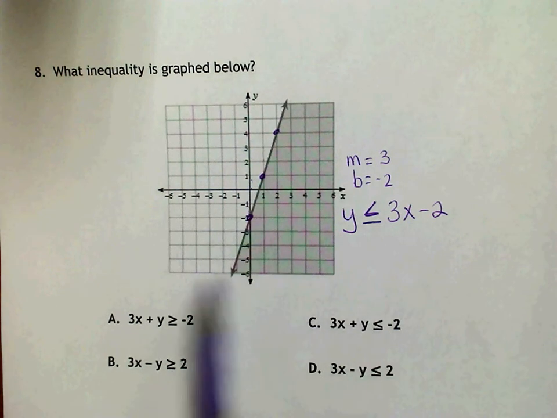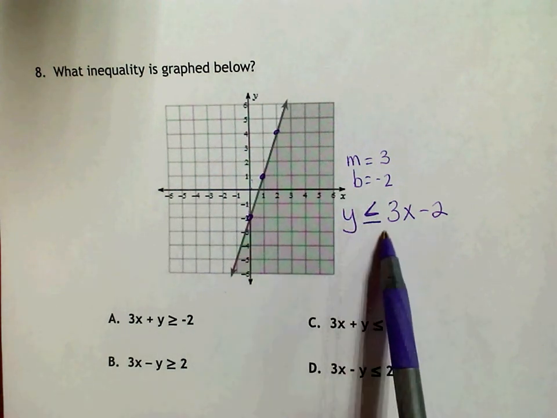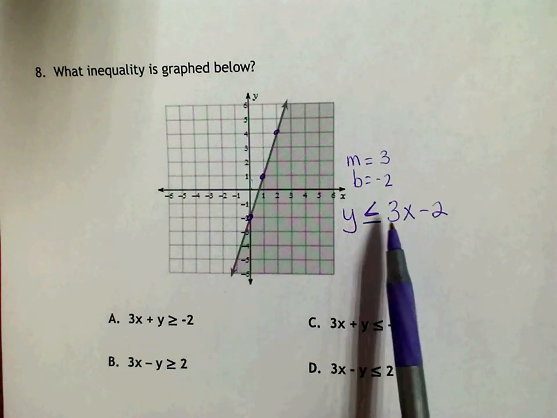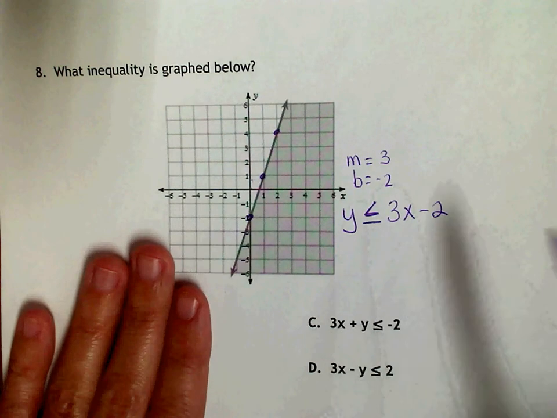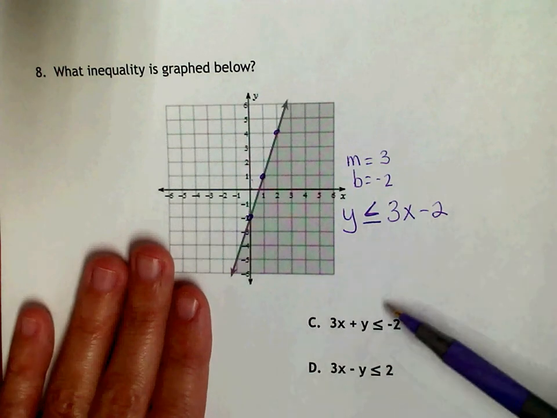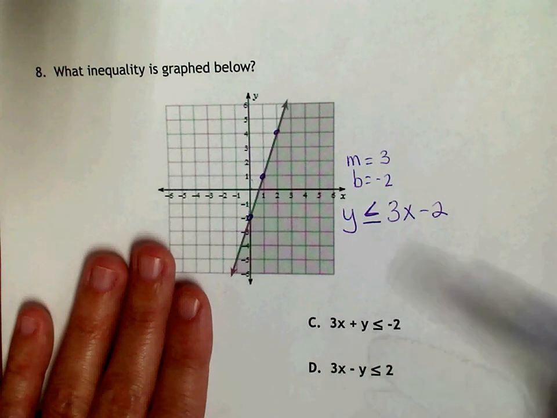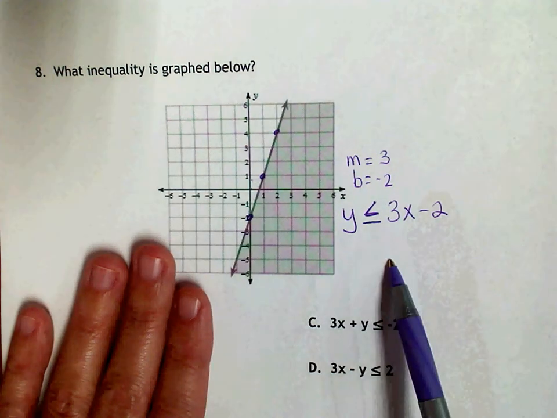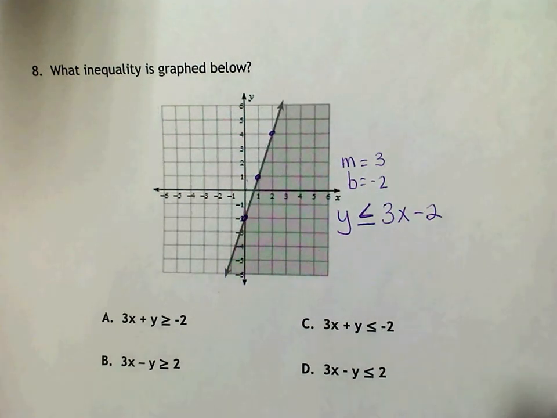Notice that does not match any of these answers down here. So we're going to have to put this in standard form. What I don't want you to do is assume that since that's less than or equal to, that one of these is the answer because these are less than or equal to. That's not necessarily going to always work. So we've got to make sure we put it in standard form first, and then we'll be able to see if it's going to stay the same.